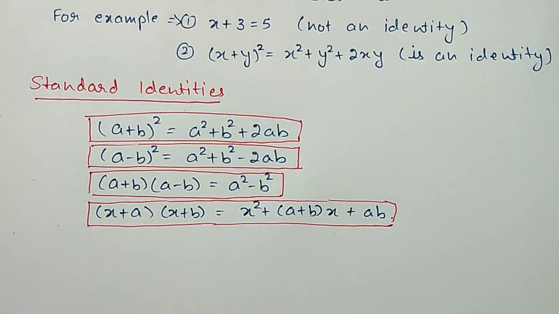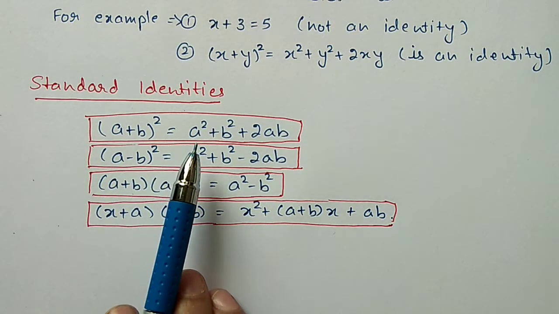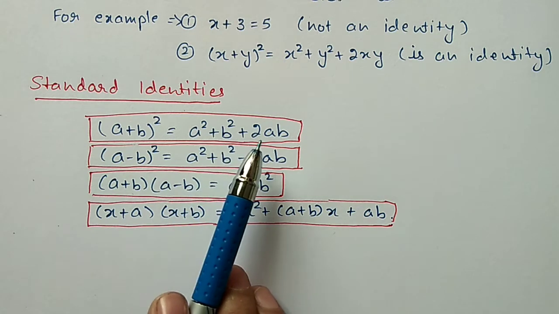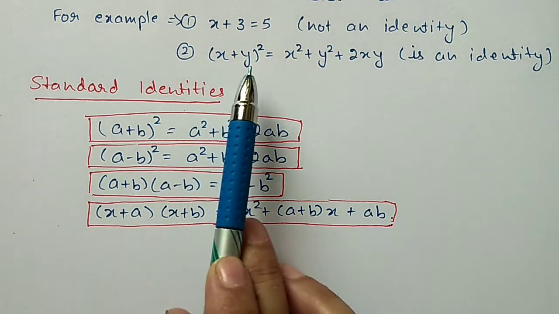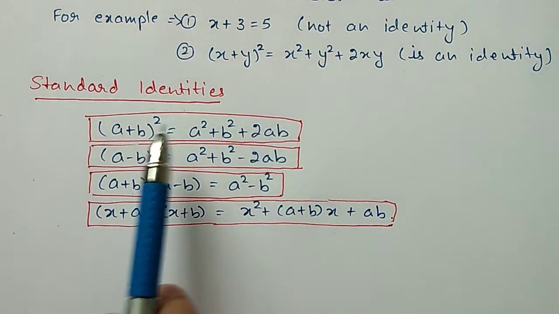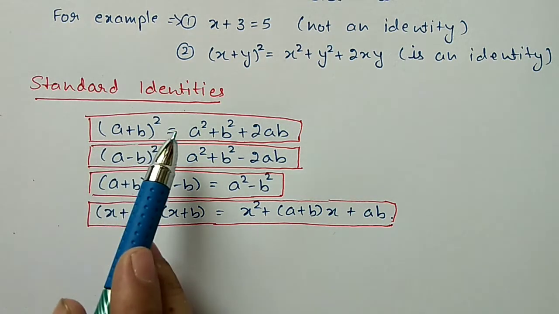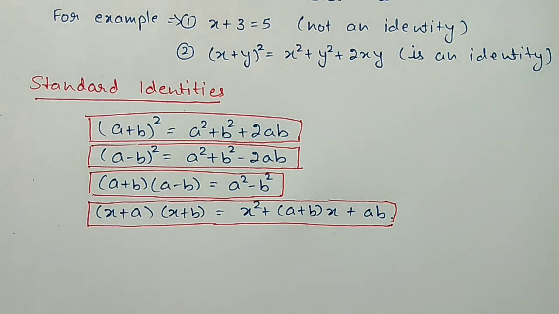going to use. First we have a plus b whole square is equal to a square plus b square plus 2ab. You can write it like this also. In place of ab you can use xy also, no problem. So this a plus b whole square is actually the multiplication of a plus b with a plus b. So how will we get this identity?